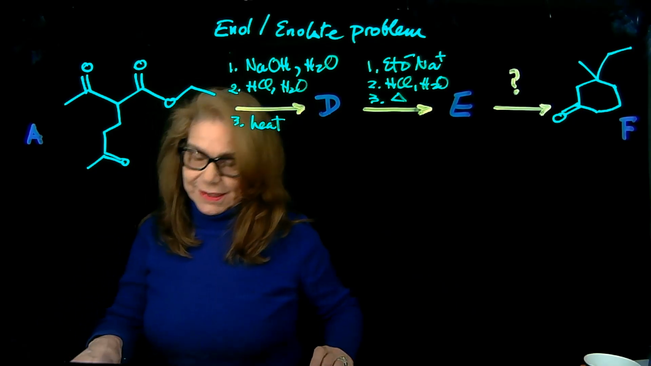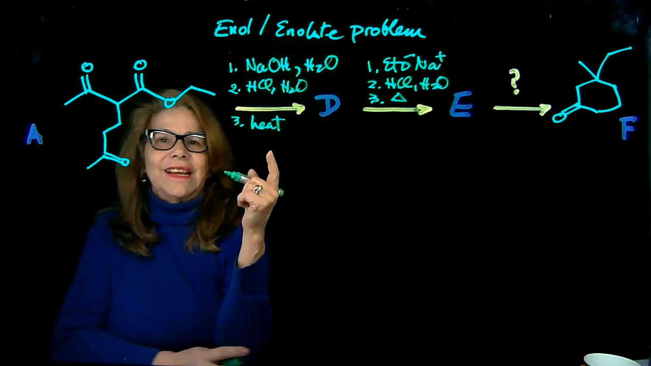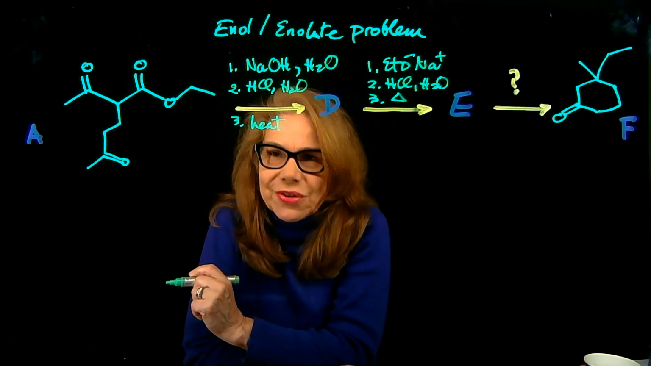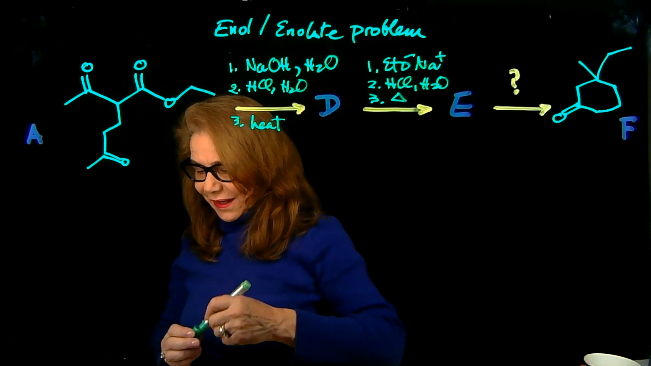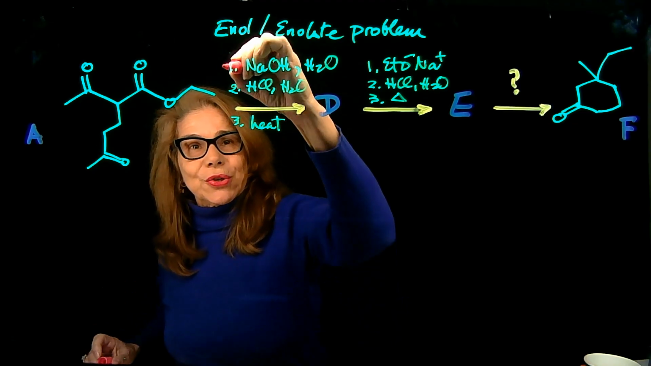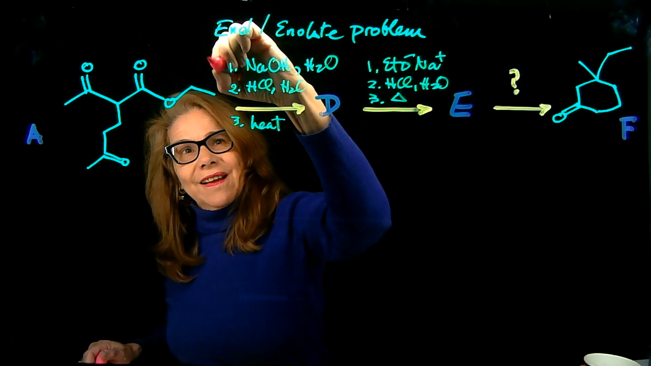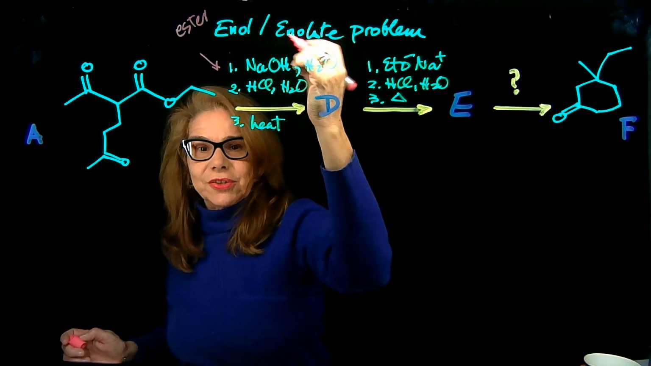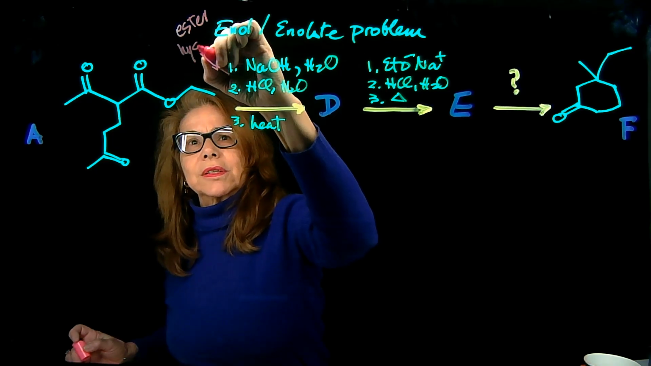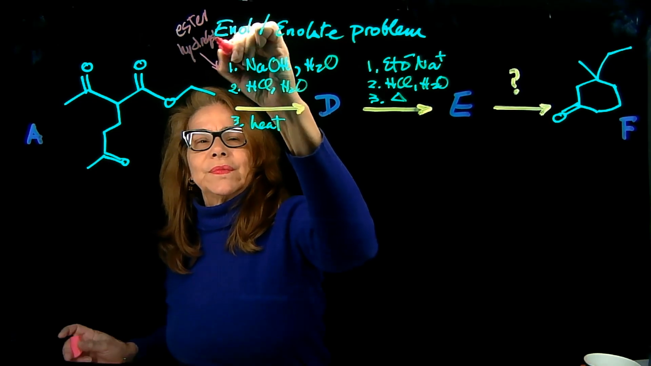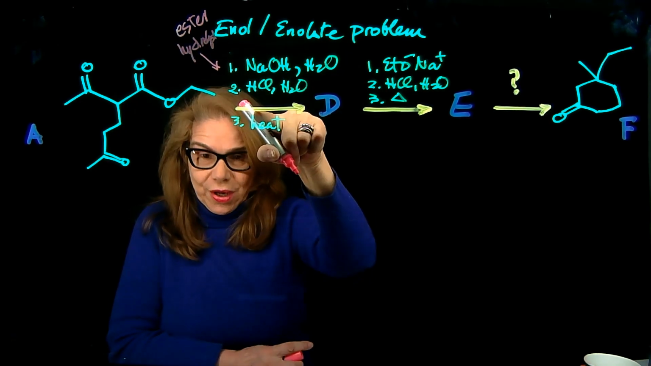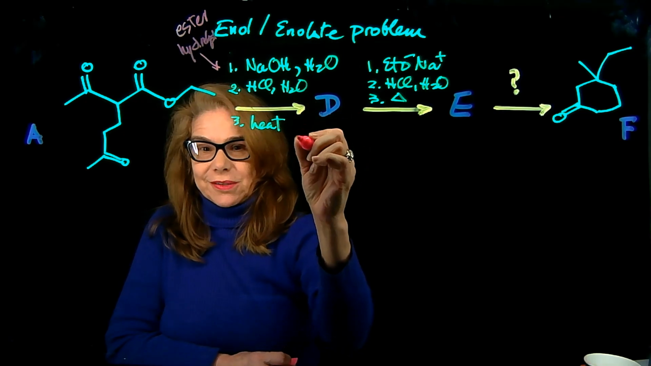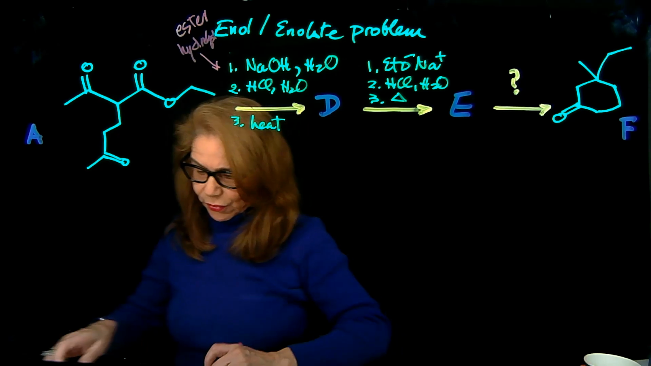So let's get to work here. The first thing that I see here is basic conditions, water, and then acidic conditions. Similar to the other problem that I did before, this is used, step one. This, I'm going to write it down here, is the ester basic condition, ester hydrolysis. Then this is used to protonate the carboxylate. The final step is going to be a decarboxylation. So we're going to walk through that.